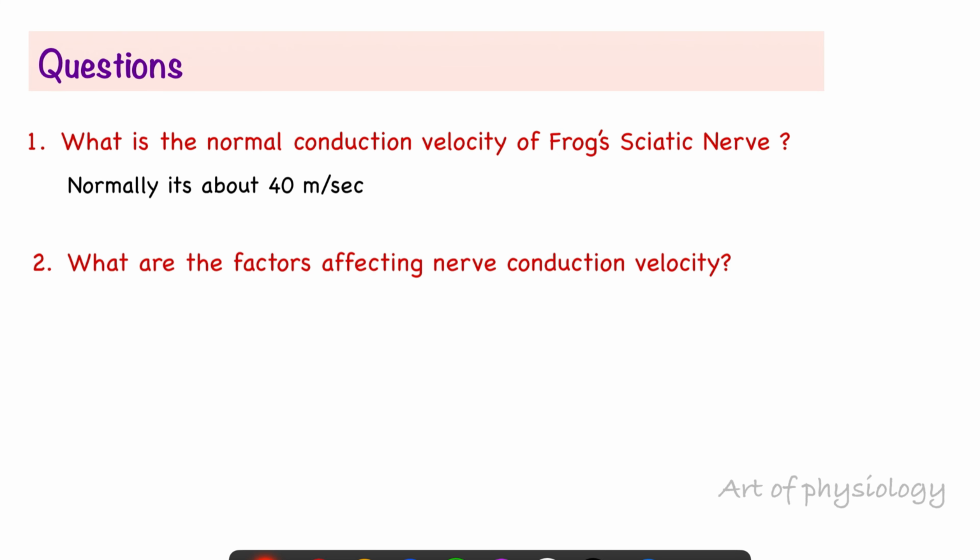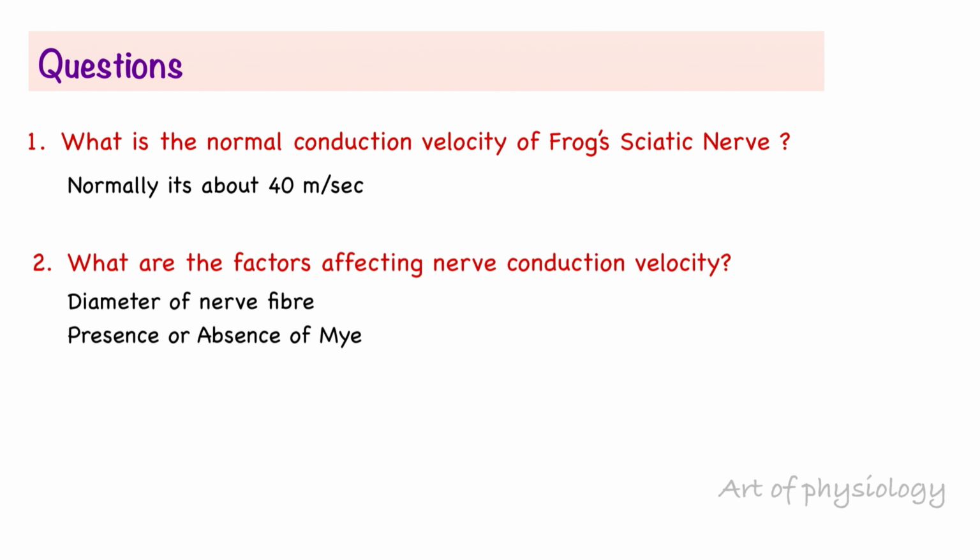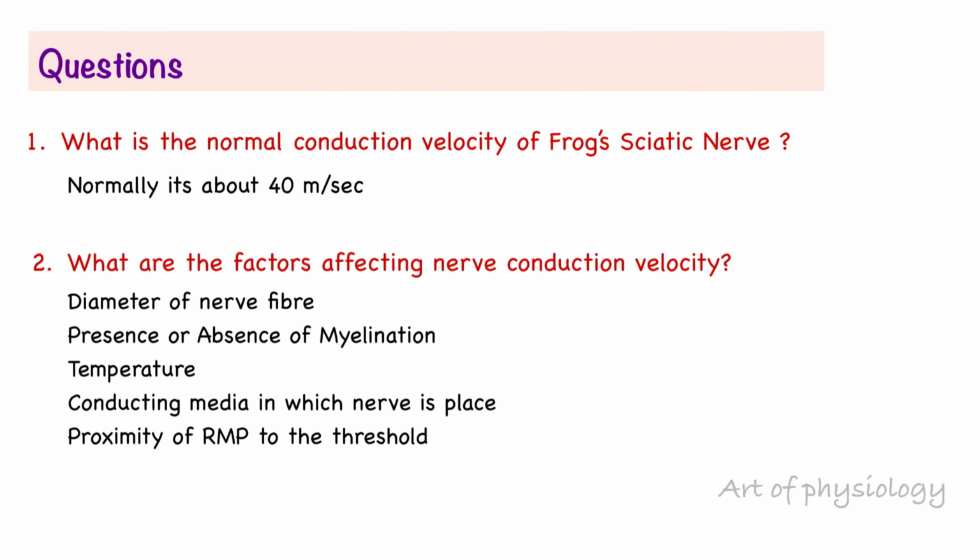Next question, what are the factors affecting the nerve conduction velocity? The diameter of the nerve fiber, presence or absence of myelination, temperature will also affect. If the temperature is more, there will be faster conduction. Then the conducting media in which the nerve is placed, and proximity of the RMP to the threshold.